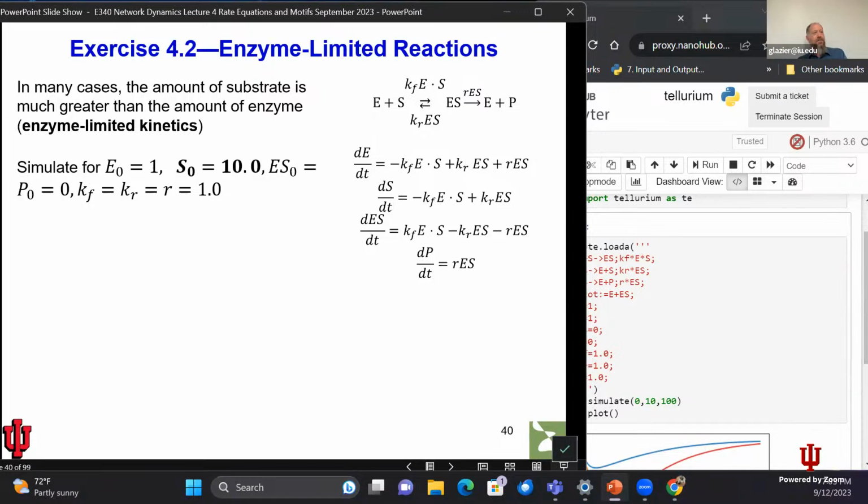I told you I have a bunch of teeny exercises. So try S0 equals 10 instead of S0 equals 1. See what happens. This is called an enzyme-limited reaction. Now I've got lots of substrate and only a small amount of enzyme, which is often the case. In fact, it's much more common biologically that you have a small amount of enzyme and lots of substrate.